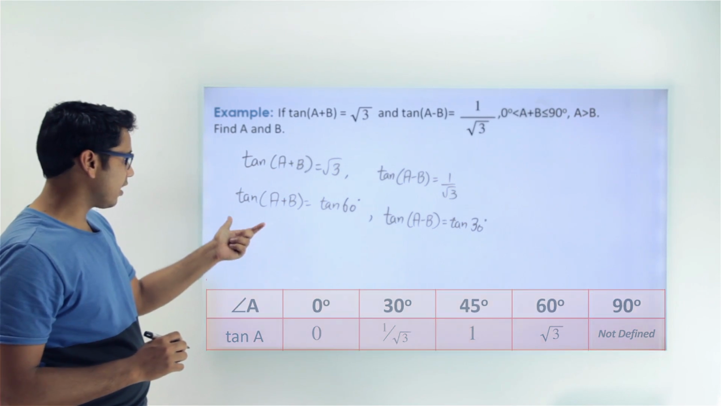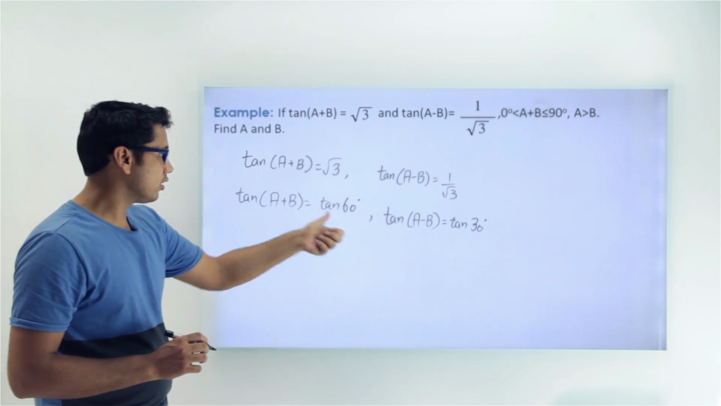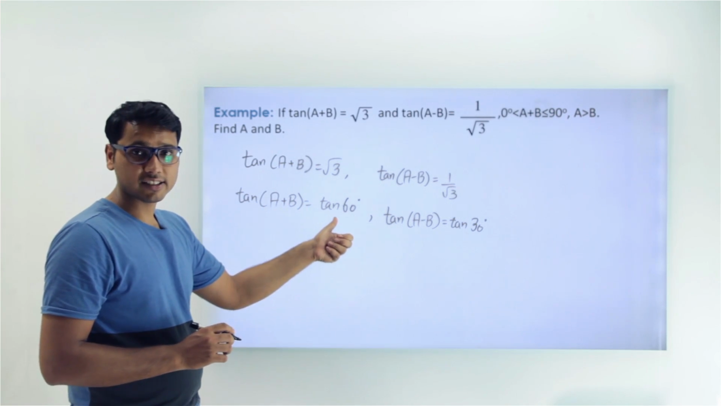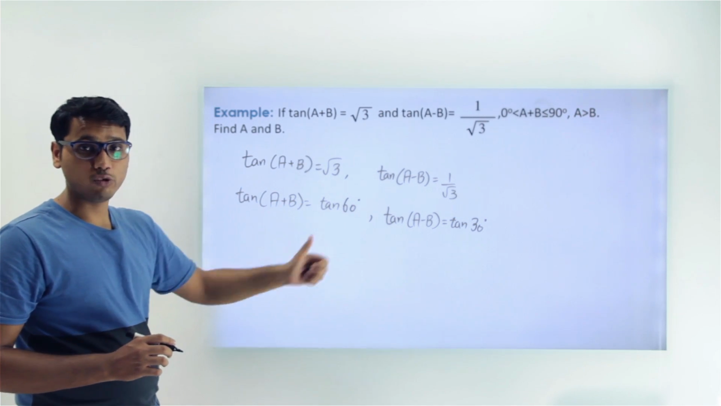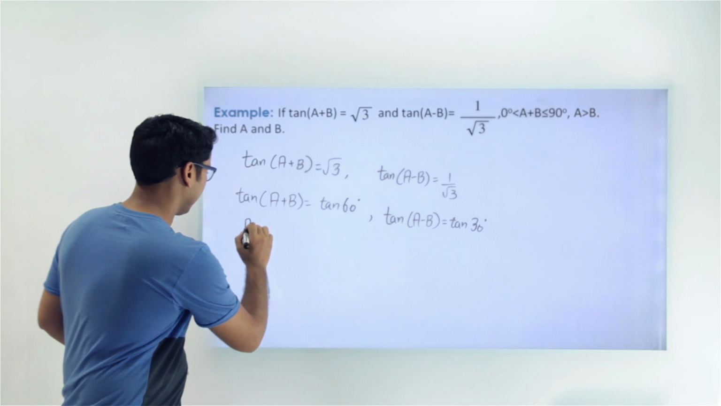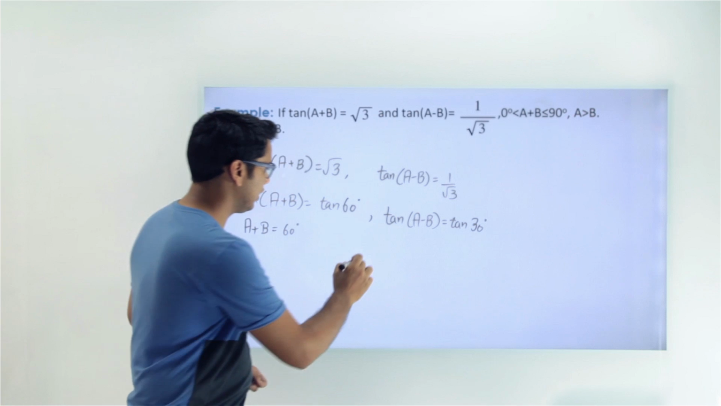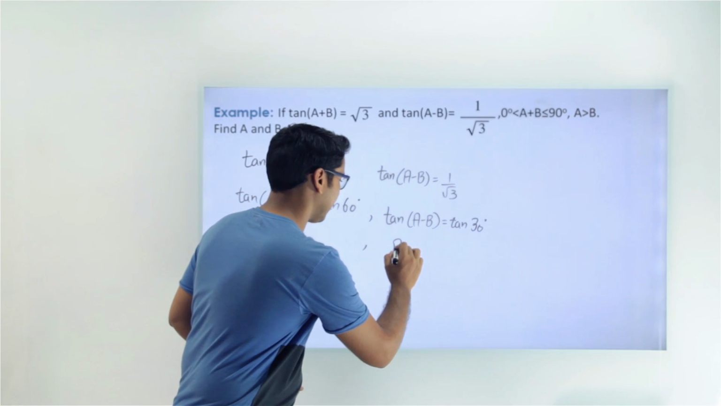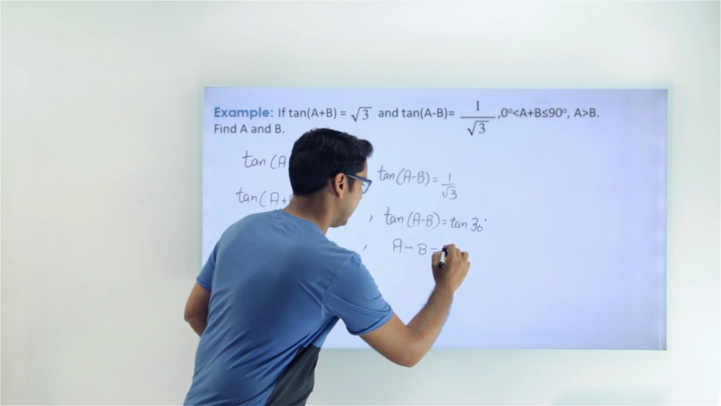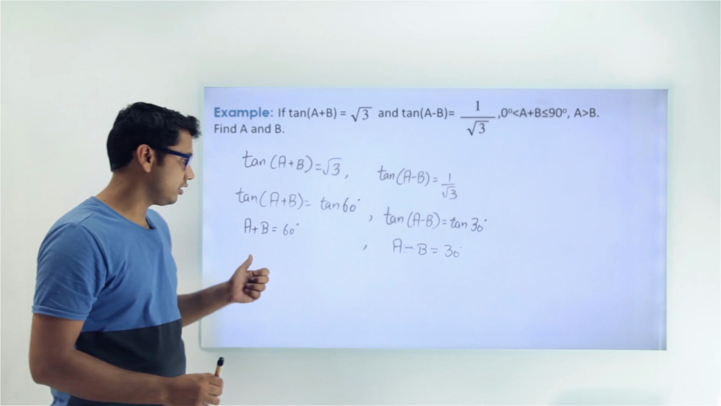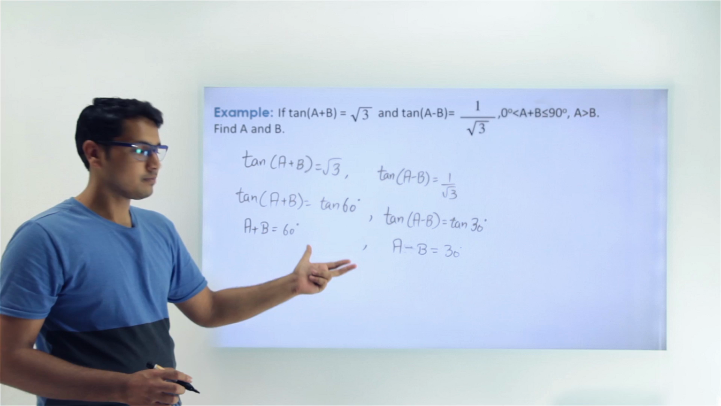Now you can compare both left hand side and right hand side. Since on the left hand side there is tan and on the right hand side there is tan, the values after tan must be equal. So by comparing we can say that a + b will be equal to 60 degrees, and from here we can say that a - b is equal to 30 degrees. So these two equations we have got by putting the reverse value of the angle.